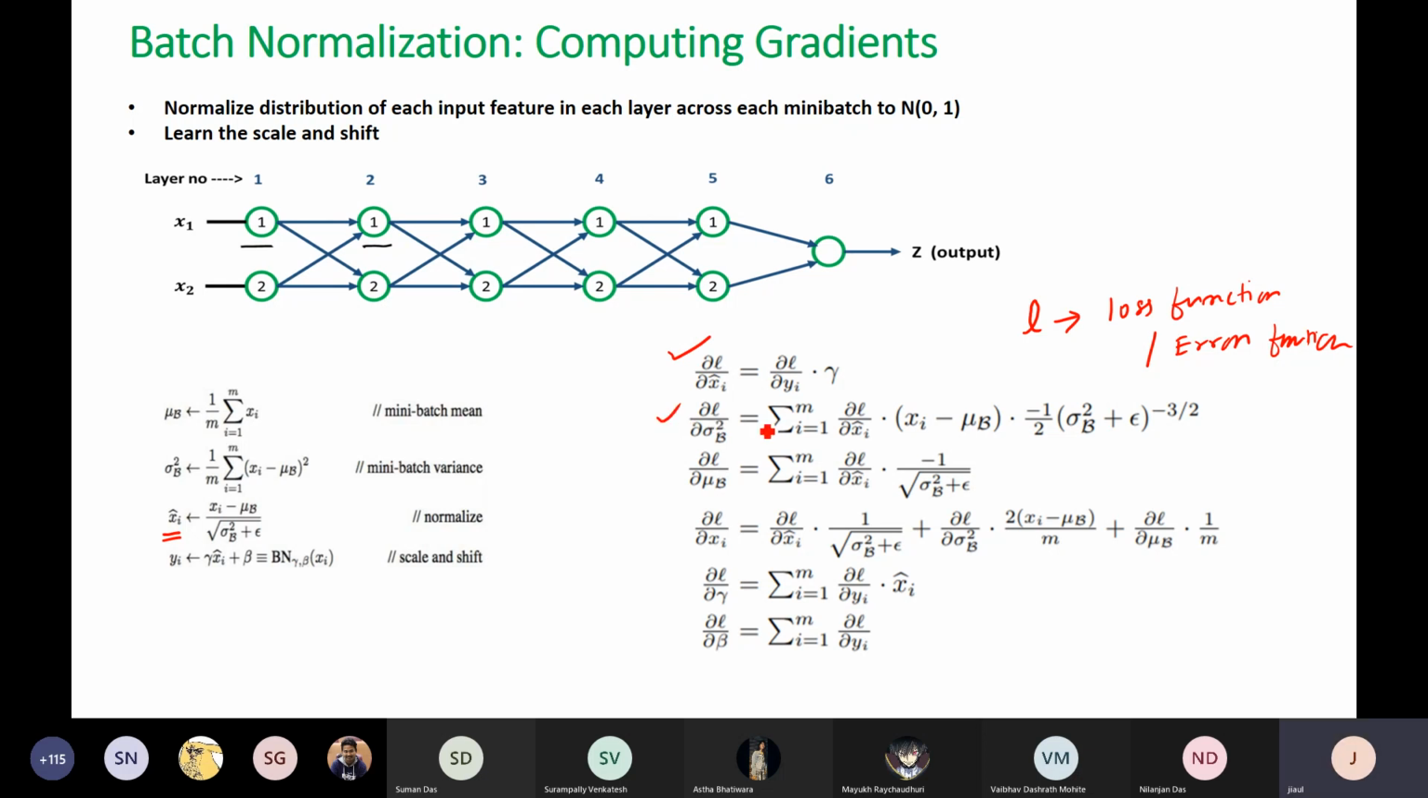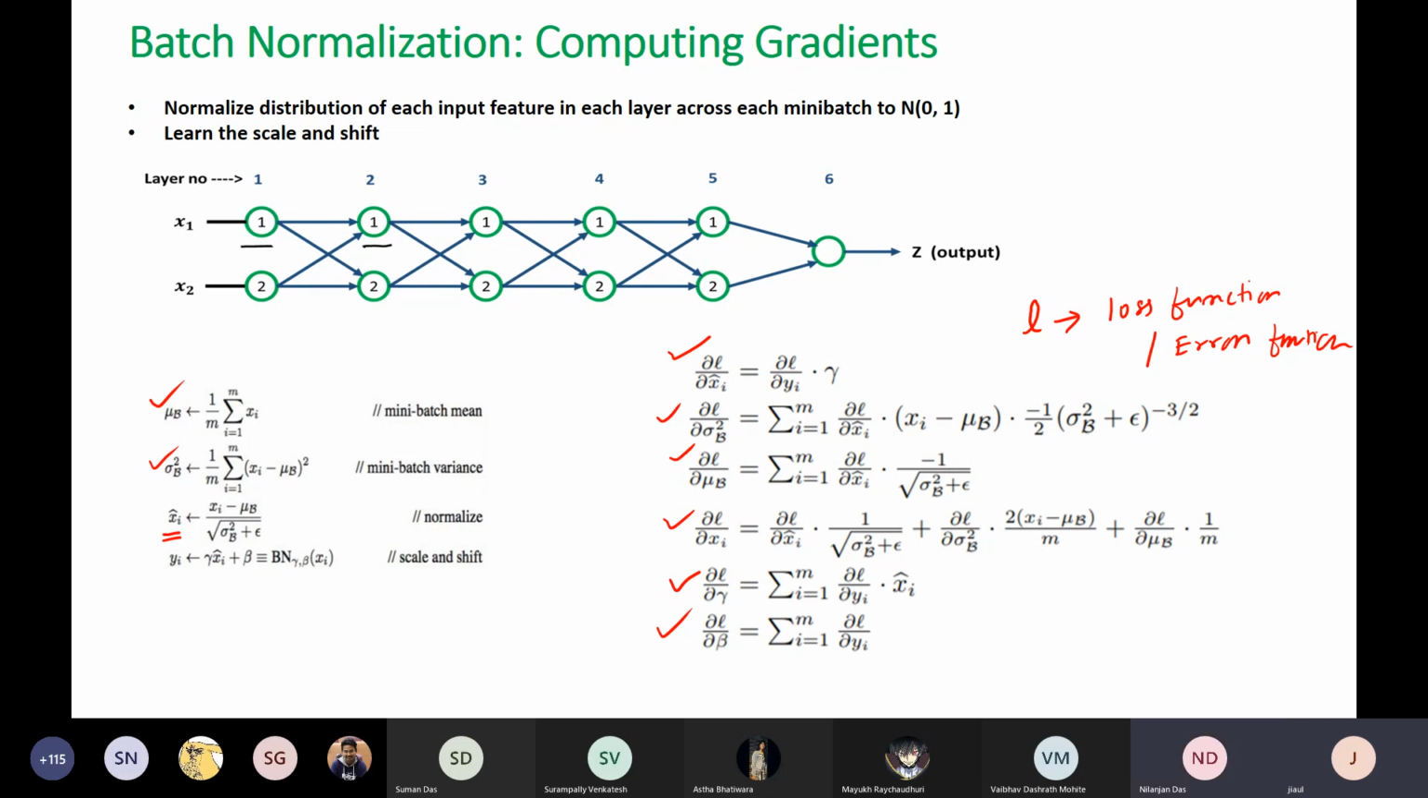This one is the partial derivative of the loss with respect to the variance. This is the partial derivative of the loss with respect to the mean. And the partial derivative of the loss with respect to this xi, which is the activation value that you have, and then you have the additional two parameters, gamma and beta, the scale and shift parameters. You can do it offline. I am just writing down this formula, you can cross verify later on. It is just straightforward chain rule that you can apply and get it done.